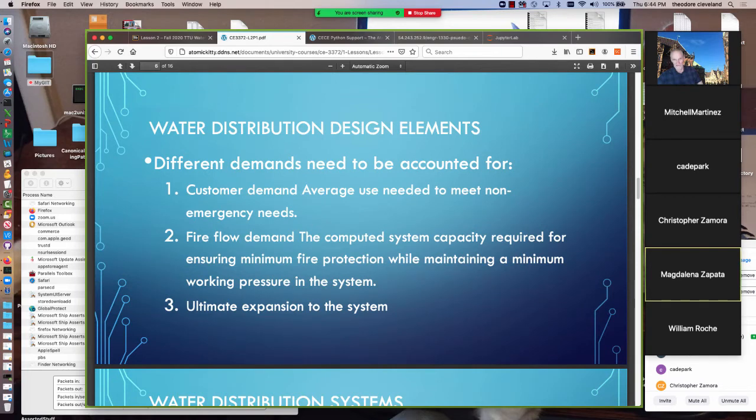The different demands that have to be accounted for are the customer's ordinary demand, the average use needed for non-emergency needs. We also have to consider the required fire flow demand. So the system has to have enough capacity to provide water for fire protection or fire suppression while maintaining minimum pressure in the system.